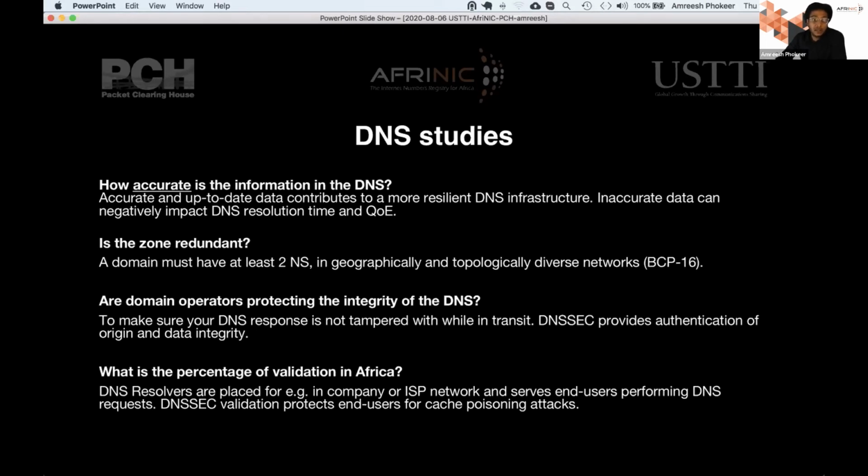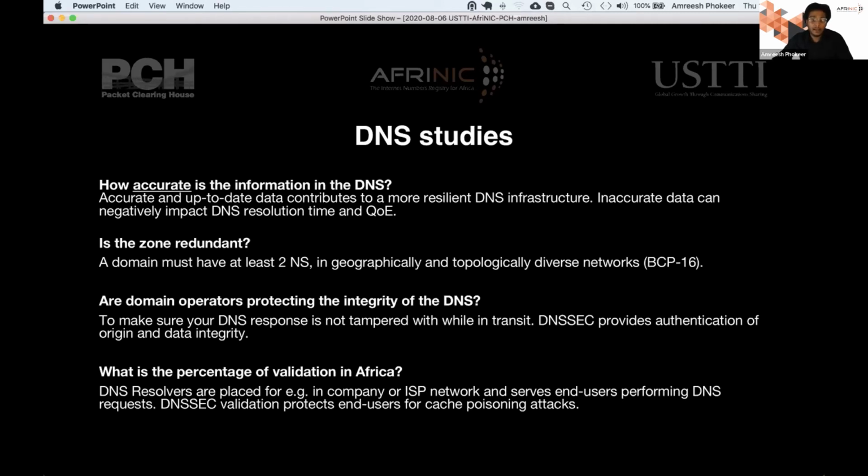The second question is, is the zone redundant? There is at the IETF a best current practice called BCP 16, which gives a few hints on how to make a zone redundant. First, it says that you need to have at least 2 authoritative name servers serving that zone. And they need to be in geographically and topologically diverse networks, which means that it's not actually recommended to have your 2 name servers in the same network and in the same place. Better you have them in 2 different places or 2 different regions or continents. And of course, in 2 different networks. For example, if one network goes down, you can still access your other authoritative name server in the other network.